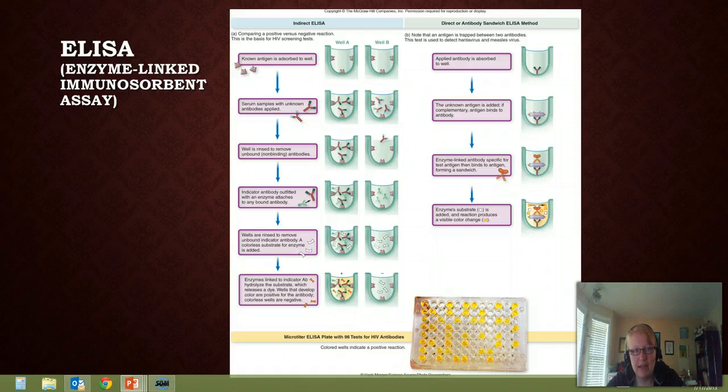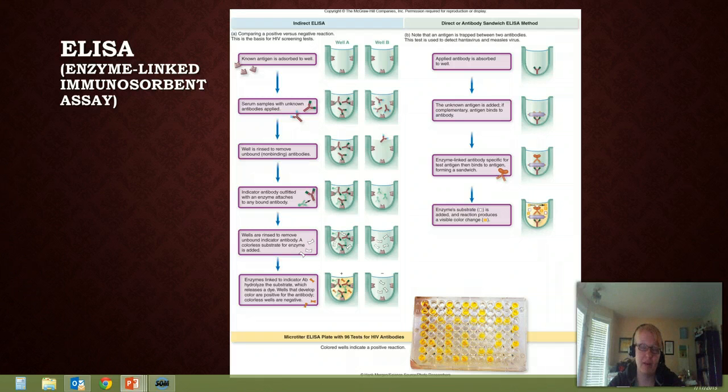But this is called ELISA, which is an enzyme-linked immunosorbent assay. If you've ever seen a pregnancy test or anything that's a strip test, this is an ELISA as well. In the lab, what we do is we take these wells of these plates and we coat them with either an antigen or an antibody that is specific for something.